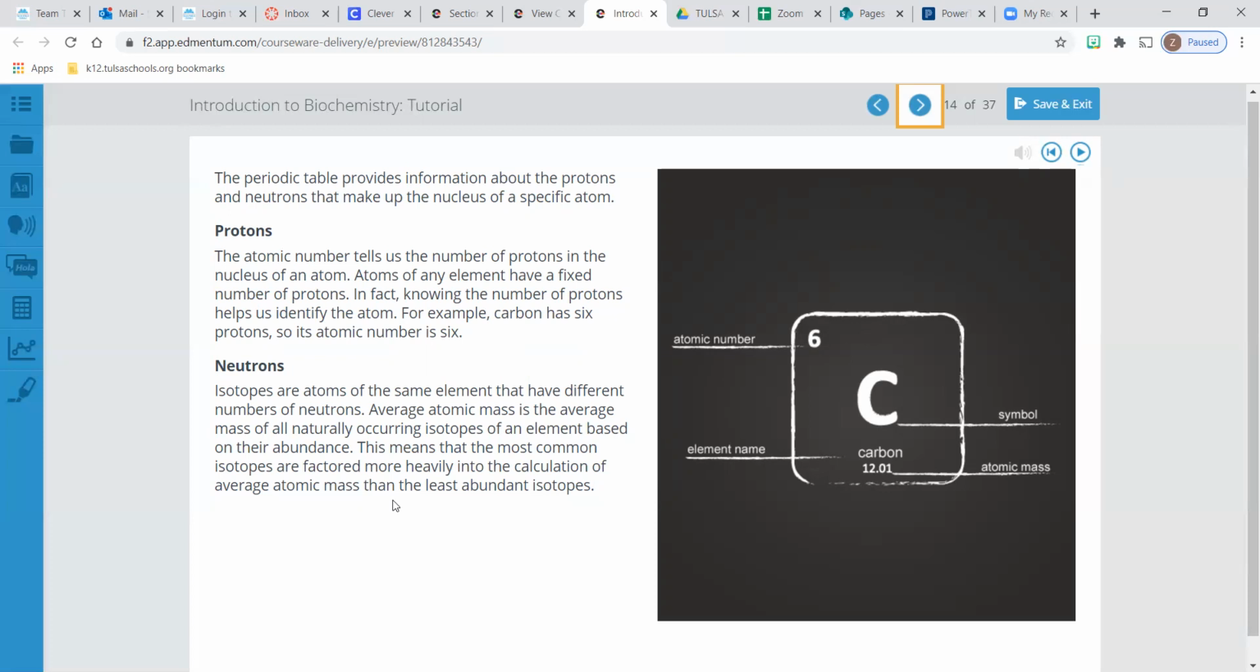So the most common isotope largely determines the mass, okay? So if an isotope has more neutrons, the atomic mass is going to be larger. But since isotopes of that type are less frequently seen in nature, they're more rare, they only change the average atomic mass slightly.